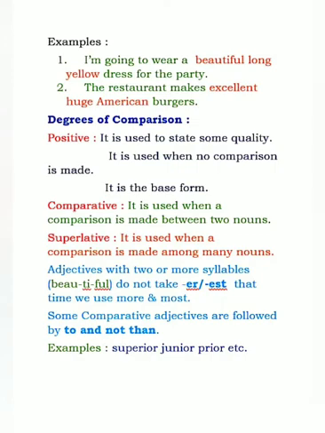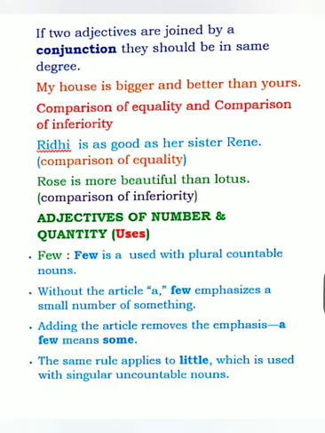Okay. And some comparative adjectives are followed by to and not than. Okay. Examples like superior: I'm superior to you, you are inferior to me, like that. Okay. So for example, superior, junior, prior, etc. I hope it is clear.